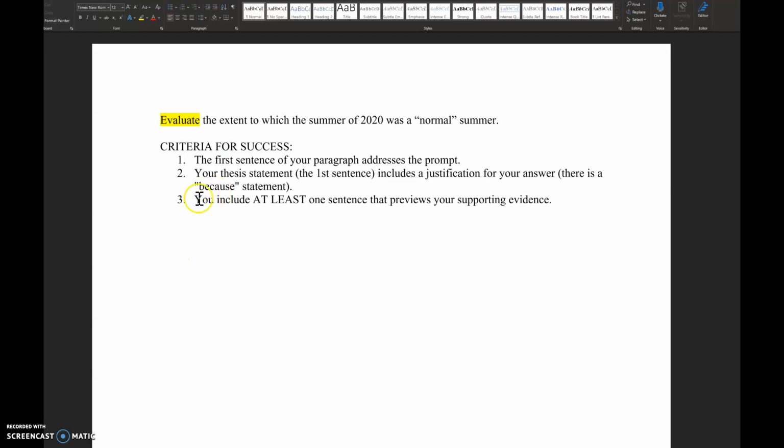And then lastly, you include at least one sentence in the paragraph that previews your supporting evidence. Essentially, that means you are giving the reader a preview of what you're going to say to support the original thesis statement in the rest of the essay. Since I don't want to give away the answer to the summer of 2020 prompt, I want you to come up with your own answer for that. We're going to use a new prompt: evaluate the extent to which the sky is blue.